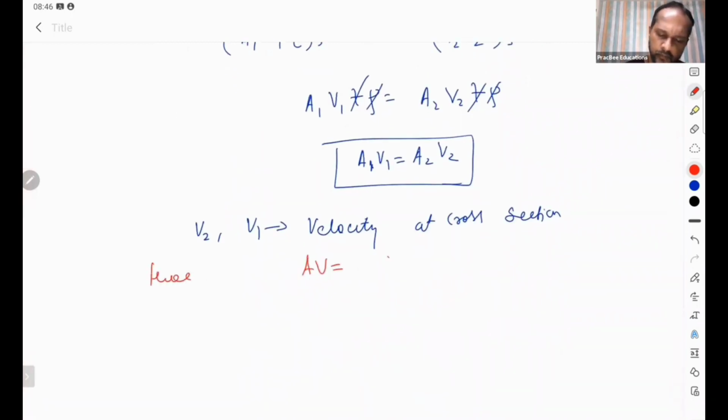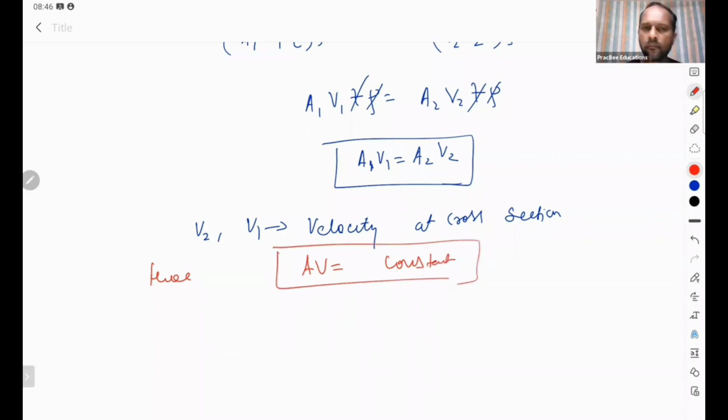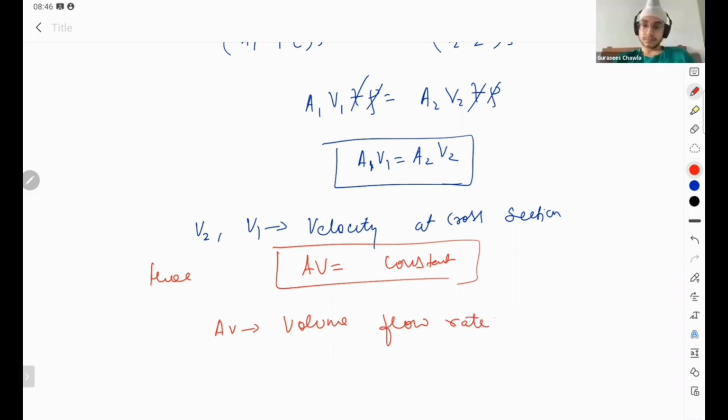So here, A into V is constant for a pipe. Okay. A into V is called the volume flow rate, and we represent this by Q. Right. Its unit will be meter cube per second. So it's simply saying that volume flow rate remains constant in a pipe of variable cross section. Even in a constant cross section, it will remain constant.